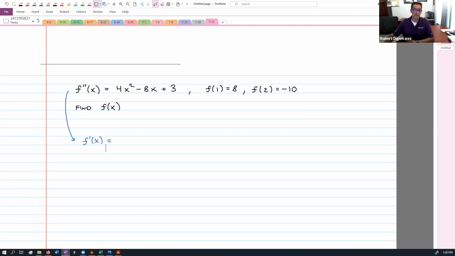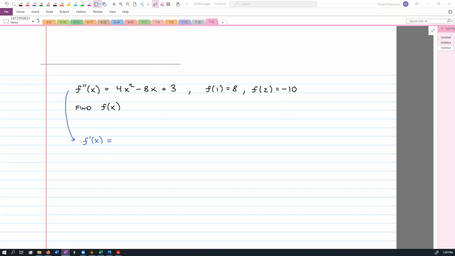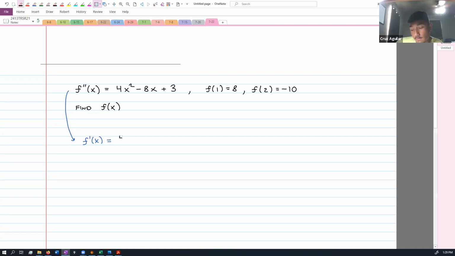Why don't you take a few seconds to do that? And then I'll call, I want people to volunteer, but I want everyone to have a chance to speak. So if you have the antiderivative and you have not participated yet, go ahead and let me know right now. It's 4/3 x cubed minus 4x squared plus 3x plus c.